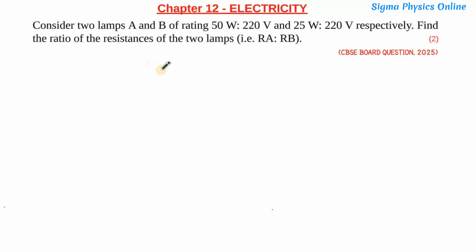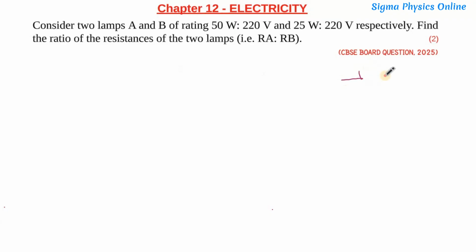This question carries 2 marks and the question reads, consider two lamps A and B of rating 50 watt, 220 volt and 25 watt, 220 volt respectively. Find the ratio of the resistance of the two lamps, that is RA and RB.